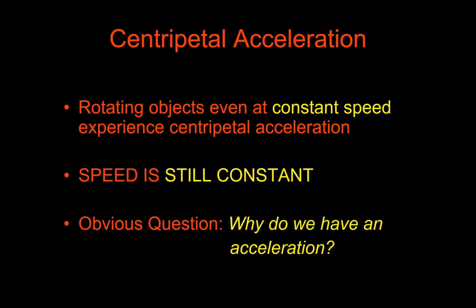Now, the special case here is that if we rotate an object at a constant speed, you will still experience a centripetal acceleration. Now, that means if speed is constant, how do we end up with an acceleration? And no, I'm not making a mistake here, as it's often assumed.